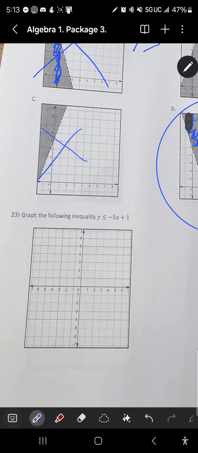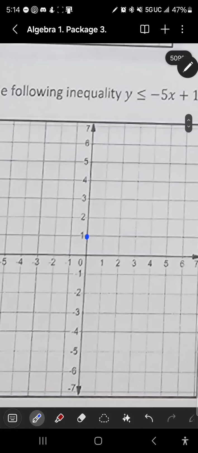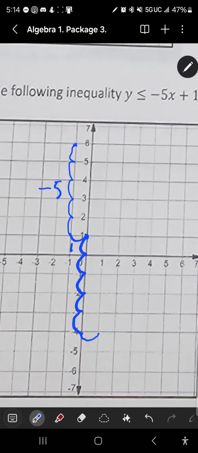Now let's keep going. 23. Graph the following inequality. Okay, first, let's see the y-intercept. Okay, the y-intercept is 1. Now we know that the slope is negative 5 over 1, basically. So we can say, okay, 1, 2, 3, 4, 5, 1. And in this case, we will say 1, 2, 3, 4, 5. And this is 1. So this is 5 down, 1 right. 5 down, 1 right. So we have 3 points already.